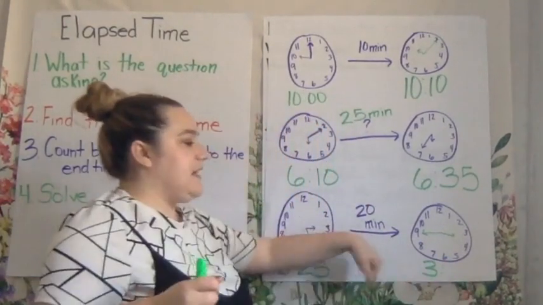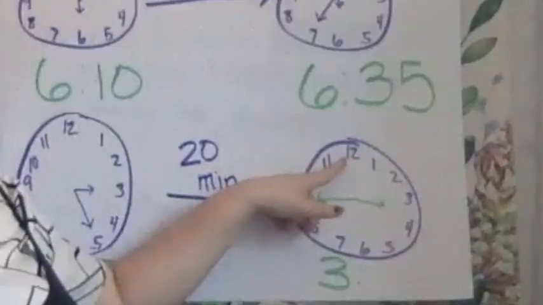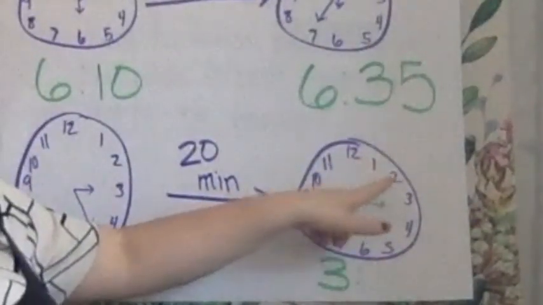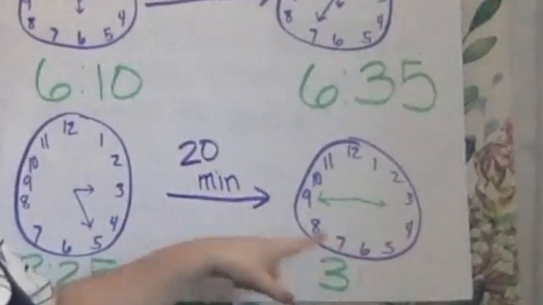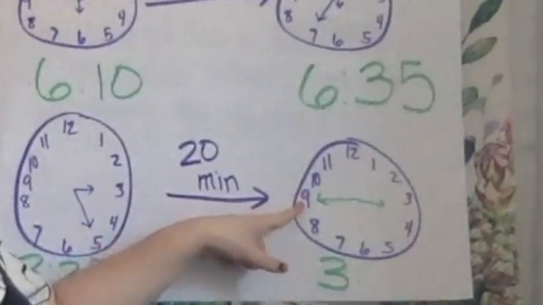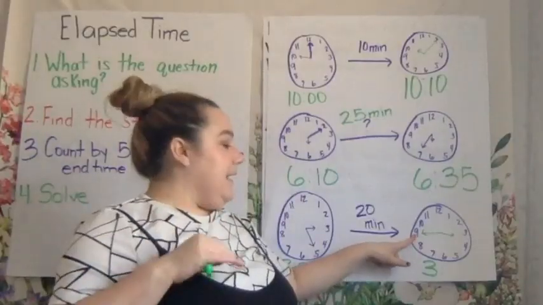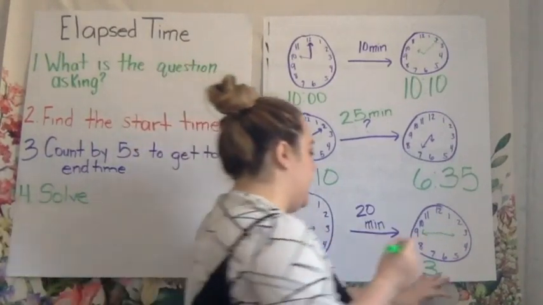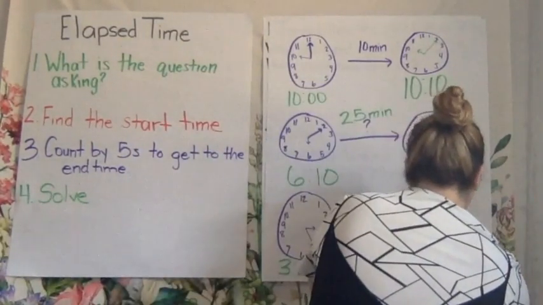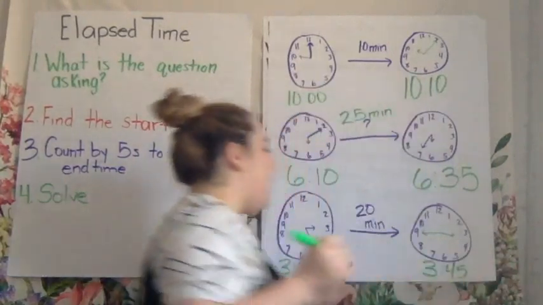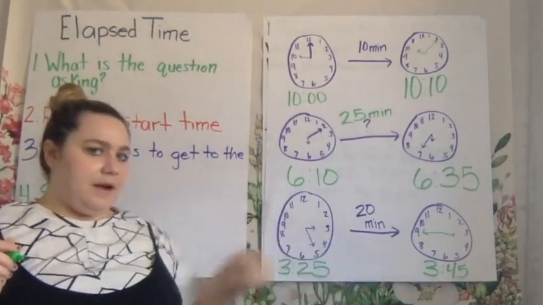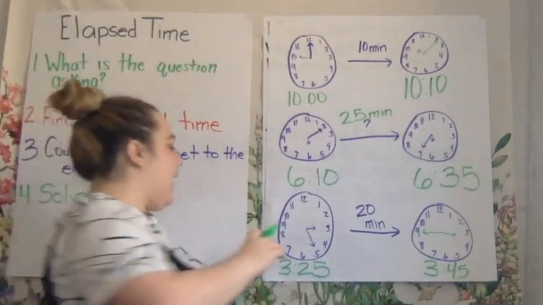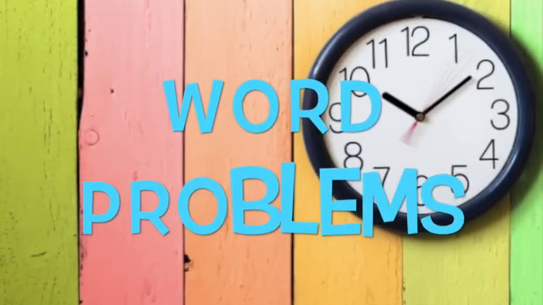And now I have to count all the way around by 5s. Ready? 5, 10, 15, 20, 25, 30, 35, 40, 45. Stop. Did I get to the right spot? Yes, I did. It is 3:45. Did I solve? Did I do everything right? Yeah, I absolutely did. Good.